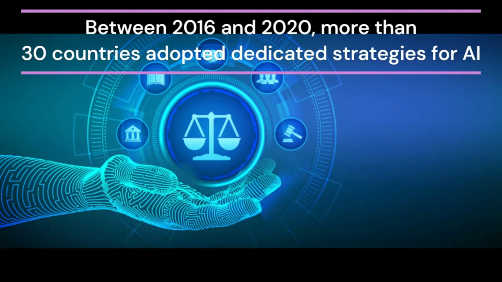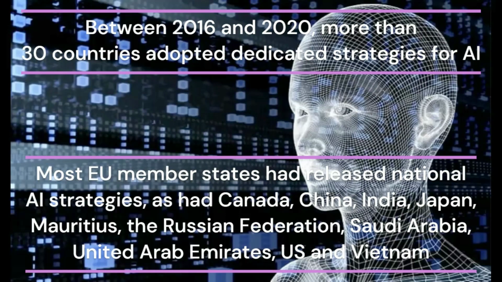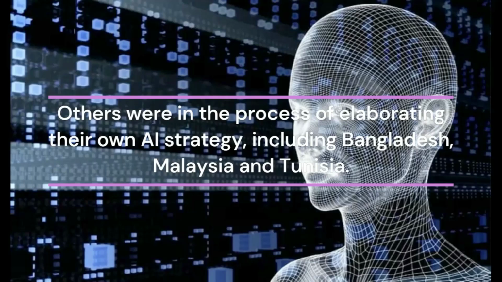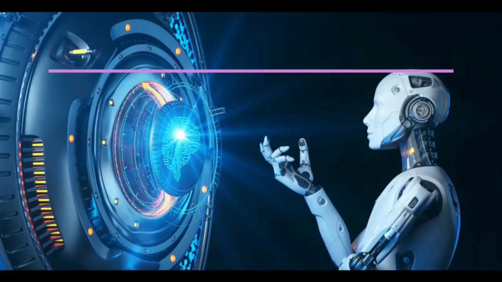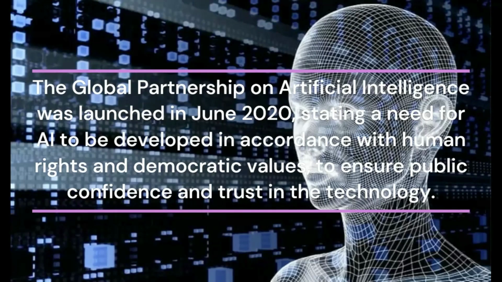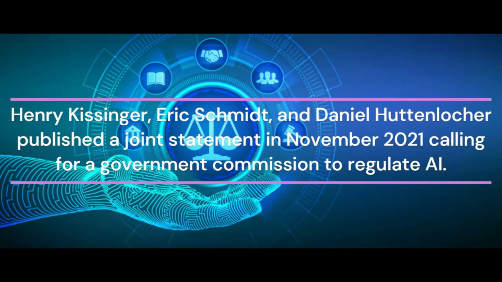Most EU member states had released national AI strategies, as had Canada, China, India, Japan, Mauritius, the Russian Federation, Saudi Arabia, United Arab Emirates, US, and Vietnam. Others were in the process of elaborating their own AI strategy, including Bangladesh, Malaysia, and Tunisia. The Global Partnership on Artificial Intelligence was launched in June 2020, stating a need for AI to be developed in accordance with human rights and democratic values to ensure public confidence and trust in the technology. Henry Kissinger, Eric Schmidt, and Daniel Huttenlocher published a joint statement in November 2021 calling for a government commission to regulate AI.